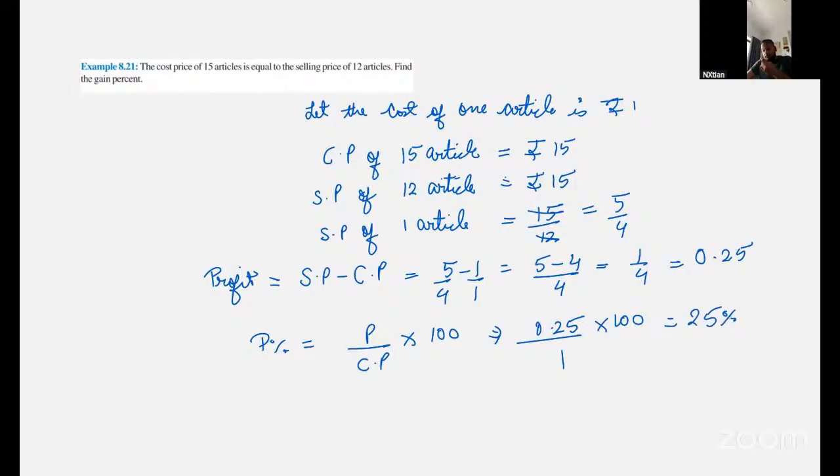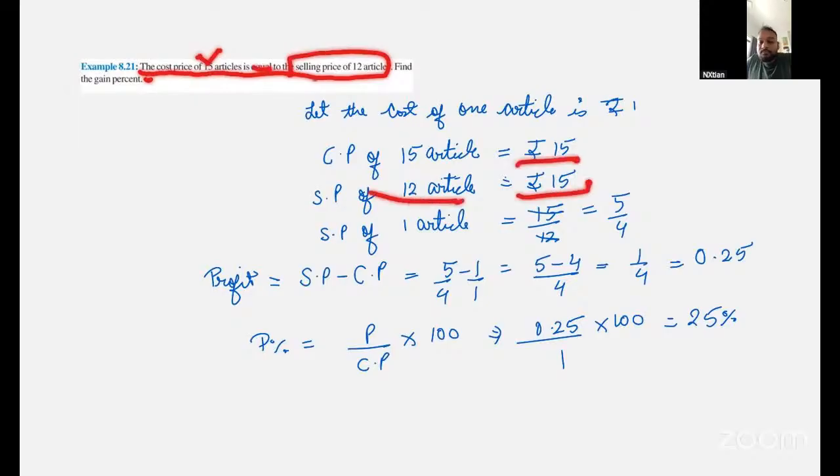Did you understand? Ask me, Christian, Agatha, David, Miracle. How does the selling price of 12 articles become 15? See, it is written. Can you read this line? The cost price of 15 articles is equal to the selling price of 12 articles. So the cost price of 15 articles is 15 rupees, and it is equal to the selling price of 12 articles, which is also 15 rupees.